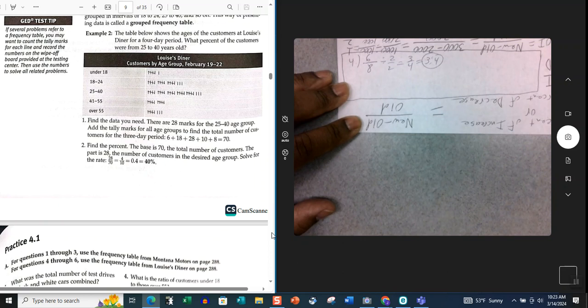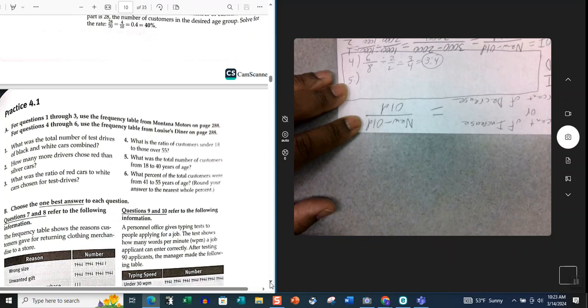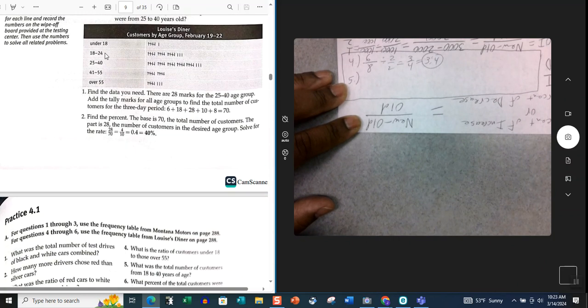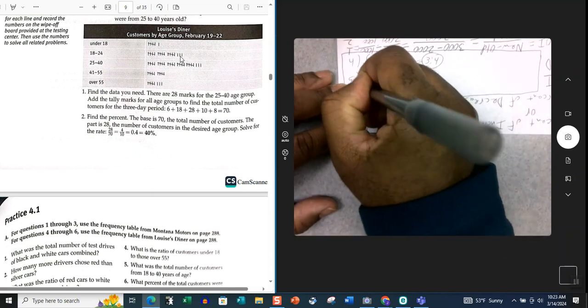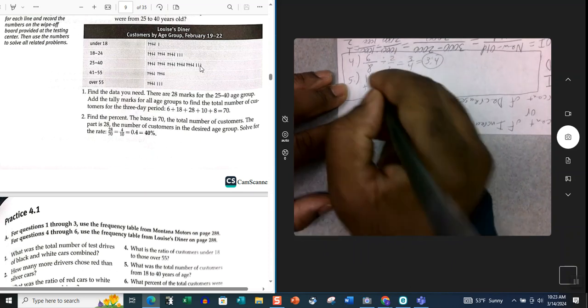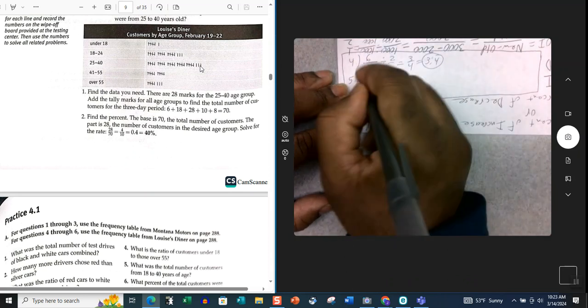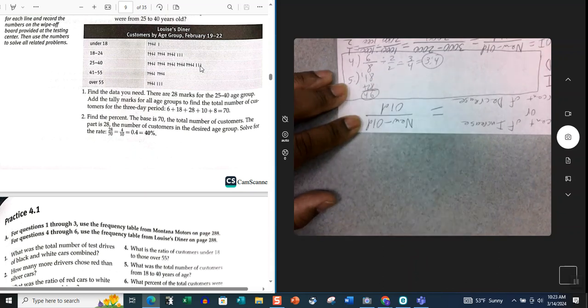Okay, now we scroll down to problem number 5. It says, what was the total number of customers from 18 to 40 years of age? So they just want the total customers from 18 to 40 years of age, which is these two groups here. So that's 5, 10, 15, that's 18, plus 5, 10, 15, 20, 25, 28. So 8 and 8, 16, carry a 1, 2 plus 1 is 3, plus 1 is 4. So it's 46 for number 5.